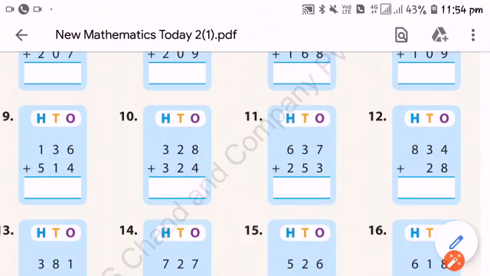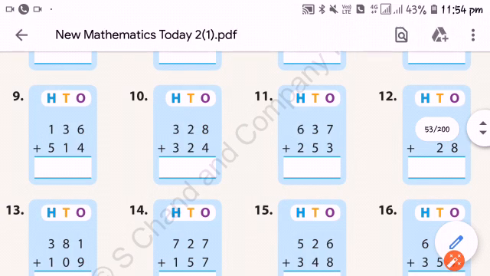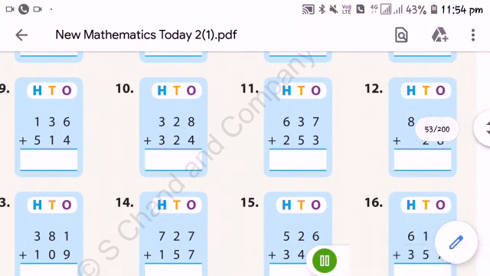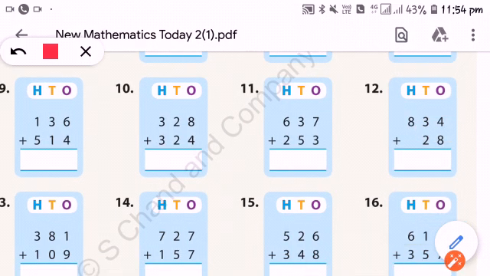Question number 12. See, 4 plus 8. 4 plus 8 is 12 and 1 carry. 3 plus 2 is 5, plus 1 is 6, and 8. Now here there is no number, so we will write the number same as it is, because there is no number given in the hundreds place.